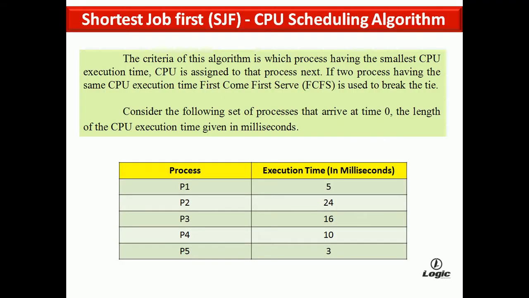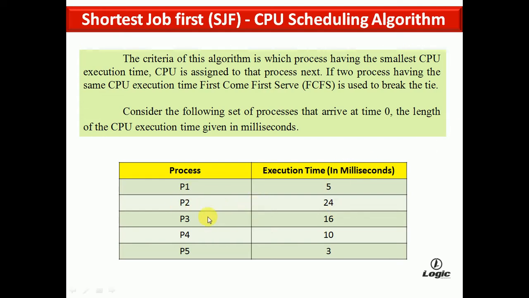In this section we'll learn about the shortest job first CPU scheduling algorithm. The criterion of this algorithm is that the process having the smallest CPU execution time is assigned the CPU next. If two processes have the same execution time, then first come first serve is used to break the tie. So we see an example for the shortest job first algorithm.